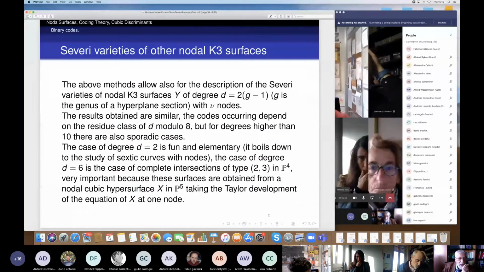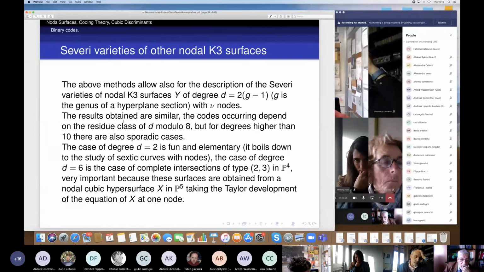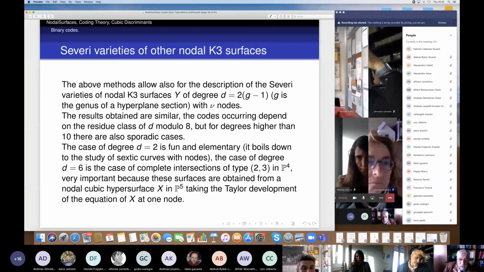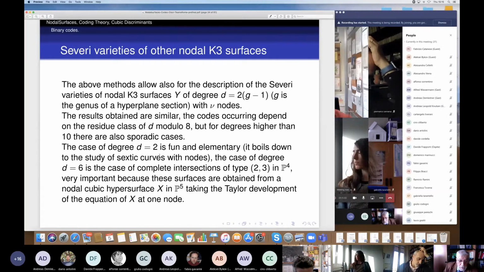And the same methods allow description for the Severi varieties of nodal K3 surfaces. The results are similar, but the codes depend on the residue class modulo 8, and there are some sporadic cases. It is fun to look at the case of d equal 2 because you have double coverings of the plane branched on a sextic curve, and you have to describe the sextic curve with nodes.